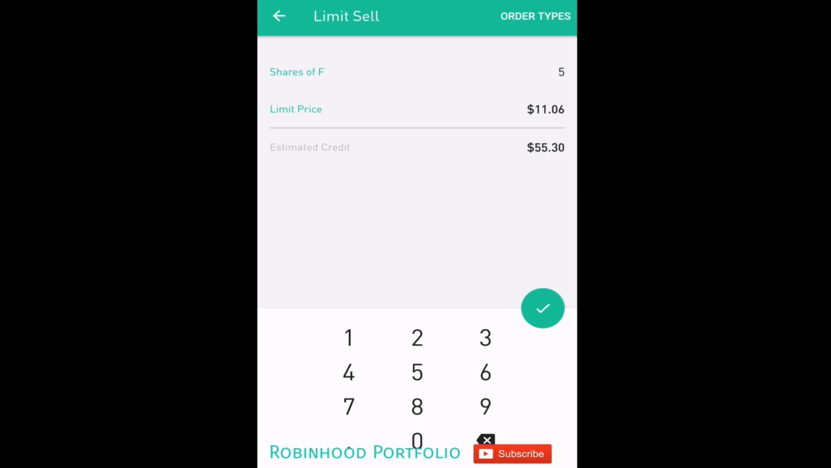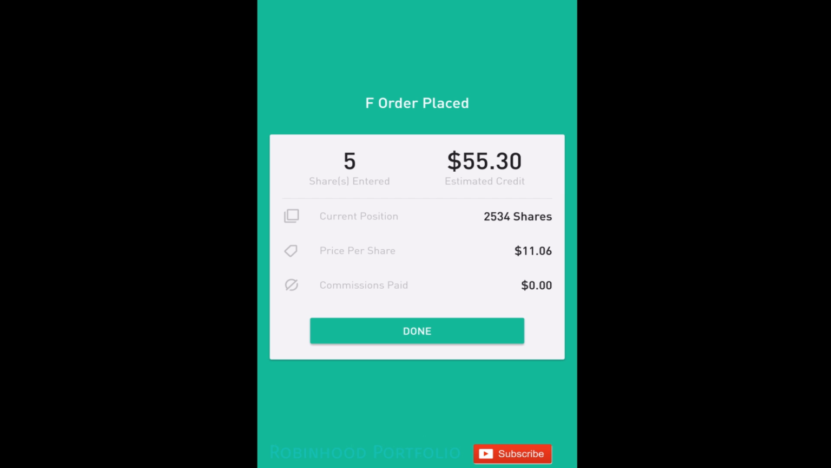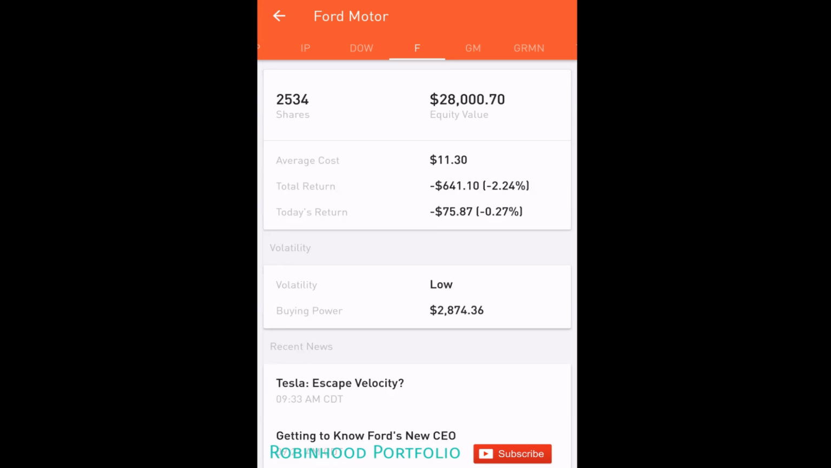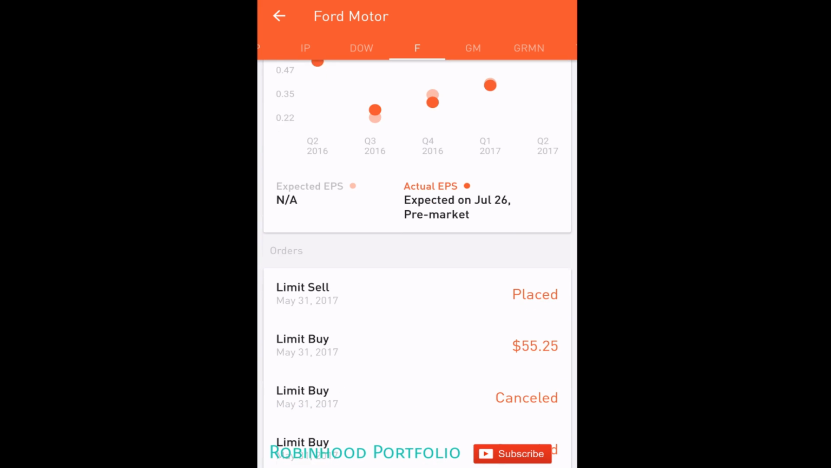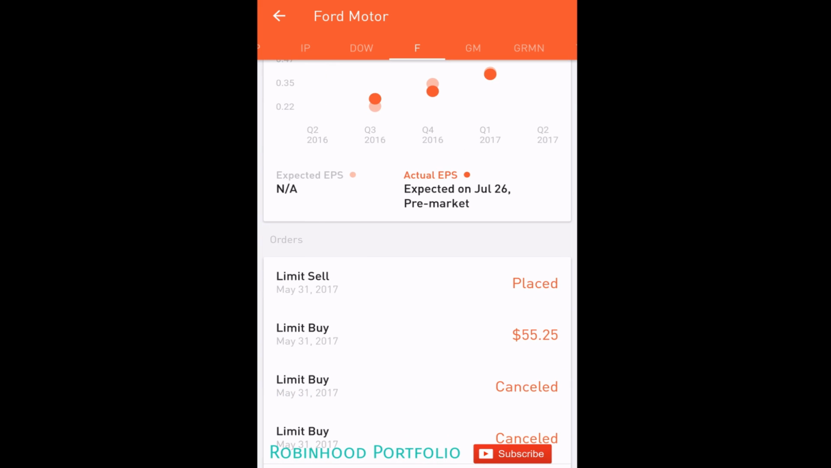Let's put in the same 5 shares here. It's 11.06, 5 shares, 55.30 will be the price. And we go ahead and execute that. Now we just wait for that to be executed. There's nothing more you need to do. And you can see the difference here would be 55.25 and then 55.30. That's essentially the amount you would make.